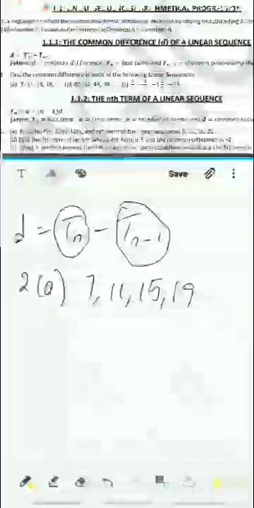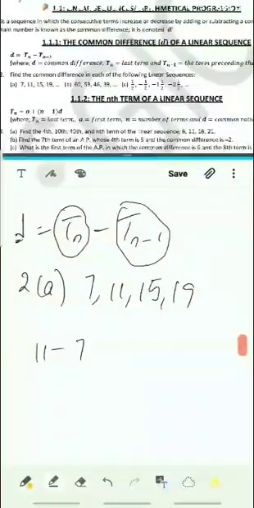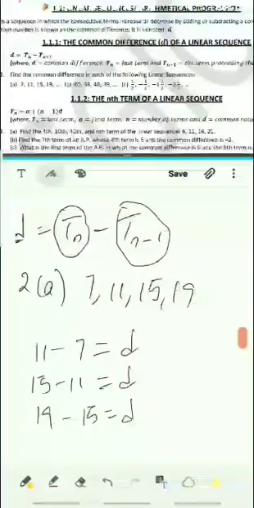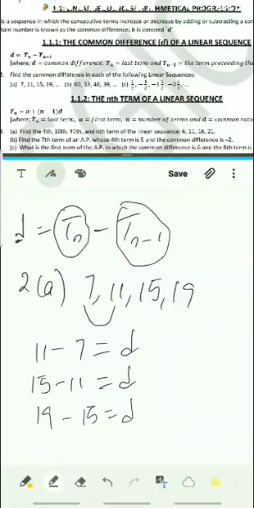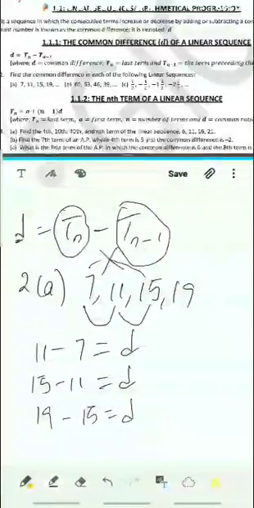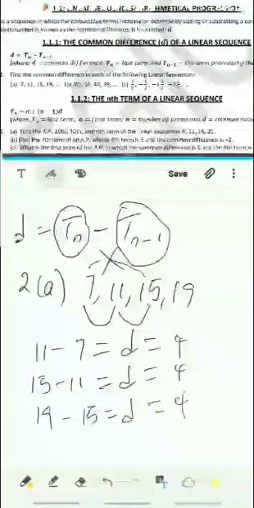The common difference is just gotten by subtraction of successive terms. So 11 minus 7 should give you D. 15 minus 11 should give you the same D. 19 minus 15 should also give you the same D. In other words, D should be constant for any two terms that you're subtracting. It's this way: 11 minus 7, not 7 minus 11. Then 15 minus 11, not 11 minus 15, or 15 minus 7. Then 19 minus 15. Any of these ways you get the same thing. 11 minus 7 is 4. This is also 4. This is also 4.